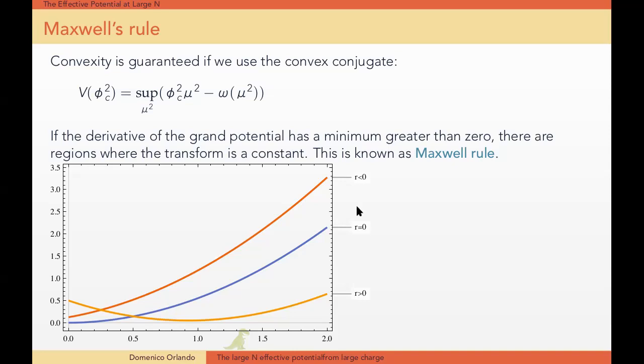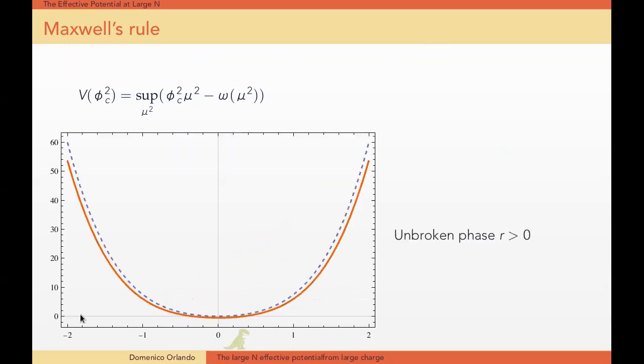But when I am in the unbroken phase, where r is smaller than 0, you know, the Mexican hat potential, then what happens is that omega prime does not start flat, it starts already going up. Omega prime never reaches 0. This has a consequence. You see, in the unbroken phase, maybe I confused broken with unbroken before, but anyway, in the unbroken phase, no big deal.